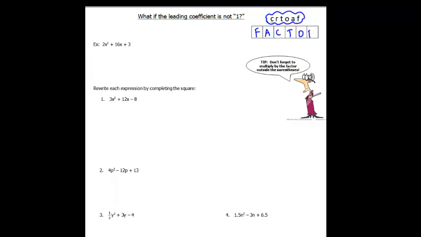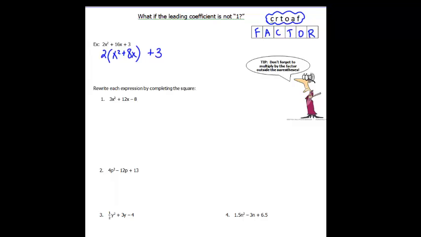Yay! Everybody loves to factor. So what do I need to do? Well, I need to factor out the coefficient of the first term, and I'm really only factoring it out of the first 2 terms. So let's see what that looks like. It's 2 times x squared plus 8x, and then I just leave the 3 at the end because remember I have to add and subtract to that 3 anyway.